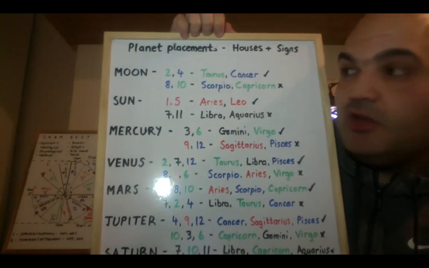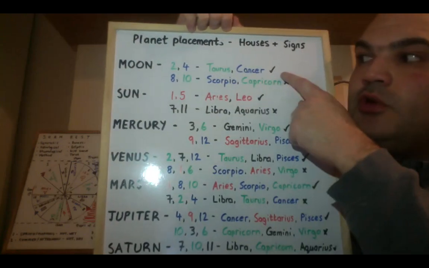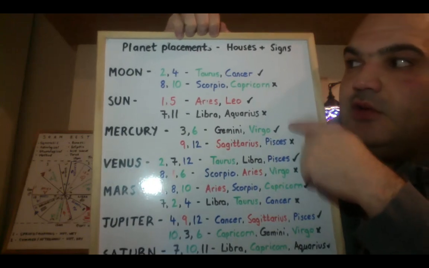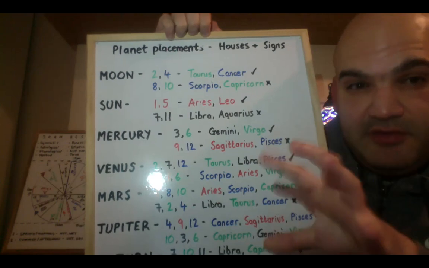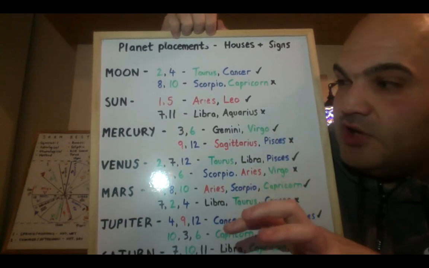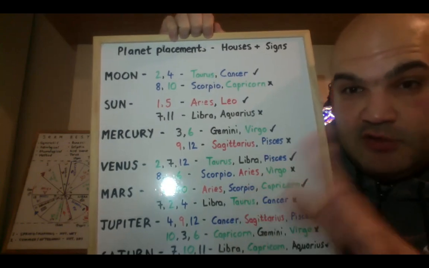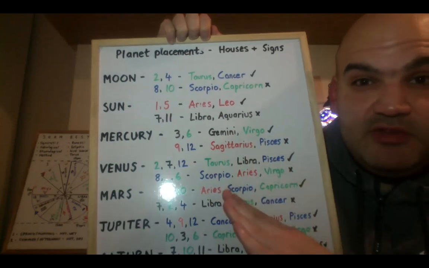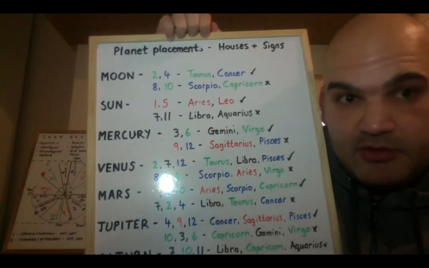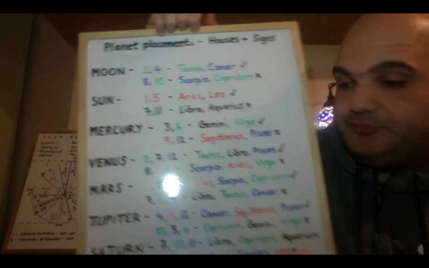What we're going to probably do is, for each video, I'll go through 3 planets. The first one we'll do is the moon, sun, and Mercury, and their strong and weak placements in the chart. Every week we'll go through 3 of them and discuss why they're good in particular signs, or why they're weak in particular signs, or why they're good in particular houses and not so good in other houses.